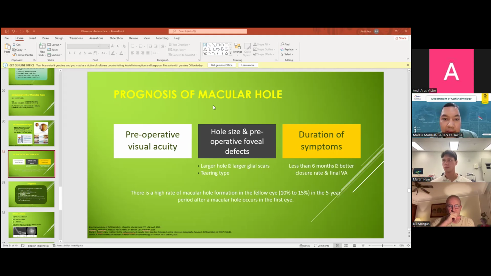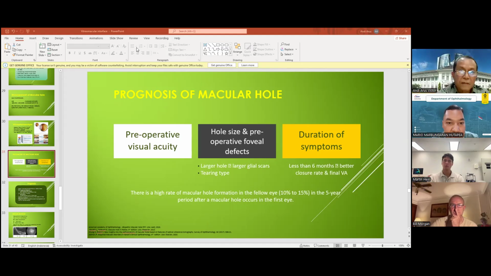Yeah, actually, in my experience, the duration of the symptoms is also very influential on the outcome of the macular hole, and like Prof. Andi already stated, the hole size and also the macular hole index are very important to note before the surgery, so we can educate the patient about the prognosis and the closure of the macular hole.